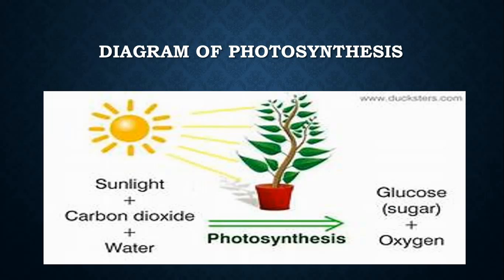Now let's see the diagram. With the presence of sunlight, carbon dioxide, water and chlorophyll, this process is called photosynthesis. Photo means light. Plants make their food with the help of these things. In which form is the food stored? In the form of glucose, and oxygen is released.